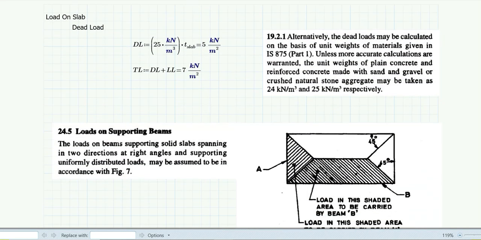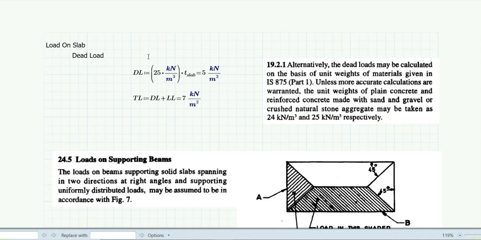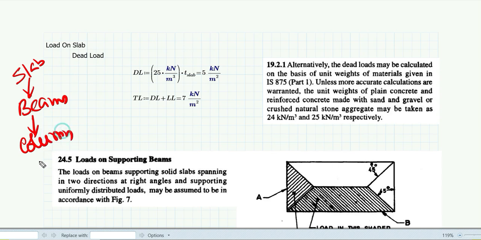First of all, we have the slab, which is first supported by the beam, and then the beams are supported by the columns. The load distribution is something like this: the load will first come to the slab, then the slab will transfer the load to the beams, the beams will transfer the load to the column, and the column will eventually transfer the load to the footing.